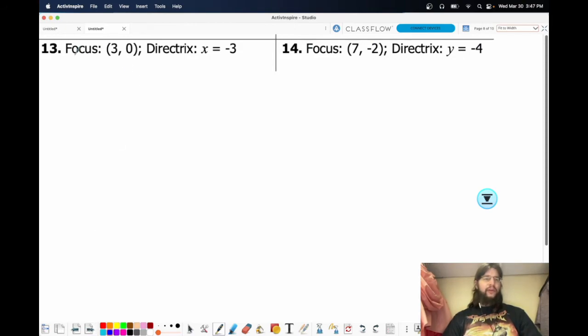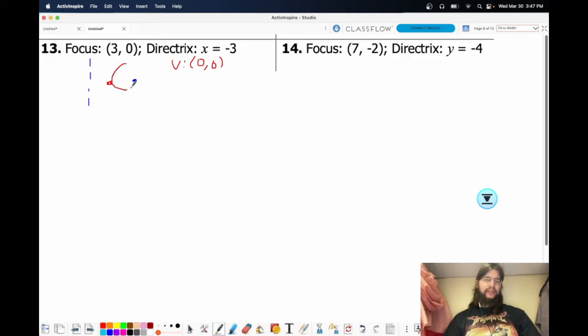This time we're given the focus and the directrix. So let's plot those. Focus is at 3, 0. Okay, that's my focus. Directrix is x equals -3, so that's going to be to the left. And if we think about it, our vertex has to be right in the middle of those guys. To get the middle, just average the distance. It's 3 and -3. Add those together, divide by 2, you get 0. So my vertex is 0, and for the y, it's the same as the focus, so 0, 0.